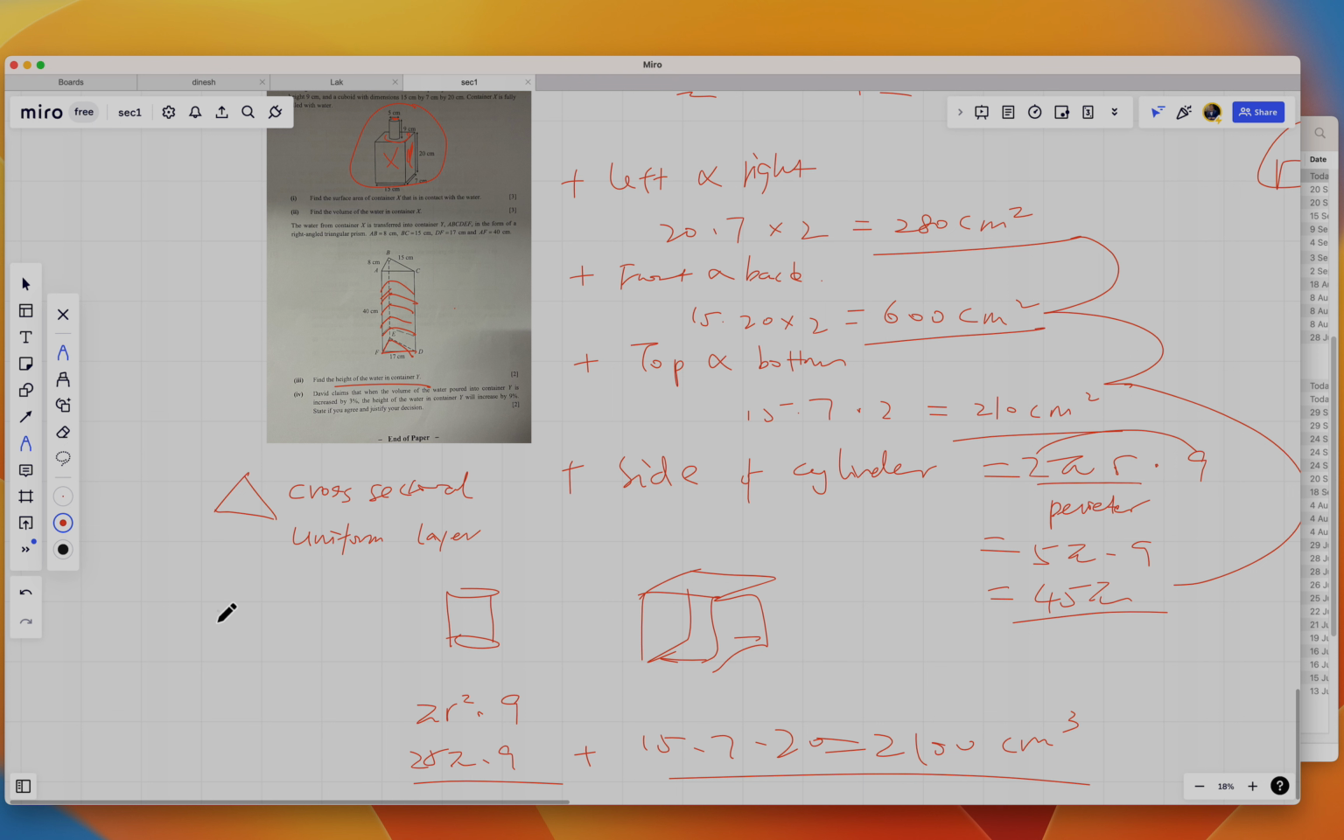So the depth, like you say, is 12. The reason is the 90 degrees here. That's why this is the base and this is the height for the triangle. So after that you just take the volume here, then divide by this. That will give you the height of the water in the container. Then part 4.